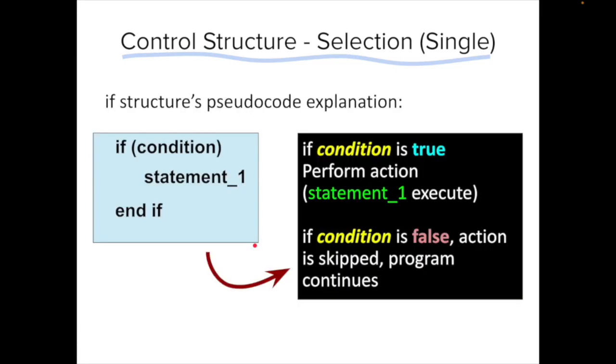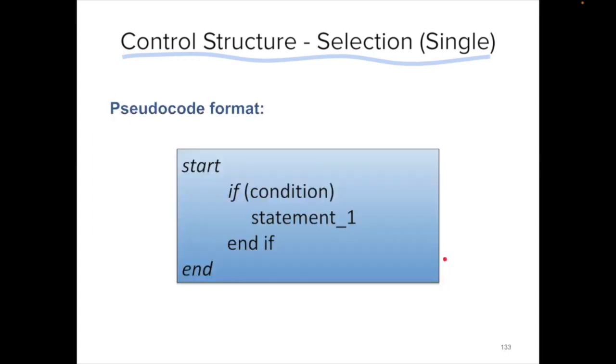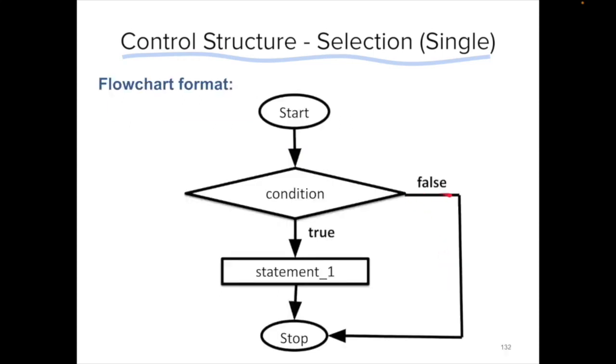Okay. So, this is the explanation. Okay, dia punya structure untuk pseudocode tadi. So, kalau you baca kan, if, condition, statement 1, and then end if. So, let's say here, if the condition here is true, it will perform the action inside the statement 1. However, if this condition here is false, okay, the action will be skipped and the program continues. Maksudnya, tak ada buat apa-apa lah. Kan? Kita tengok kat sini. Nampak? Kalau dia false, dia terus skip dan terus end. Okay?